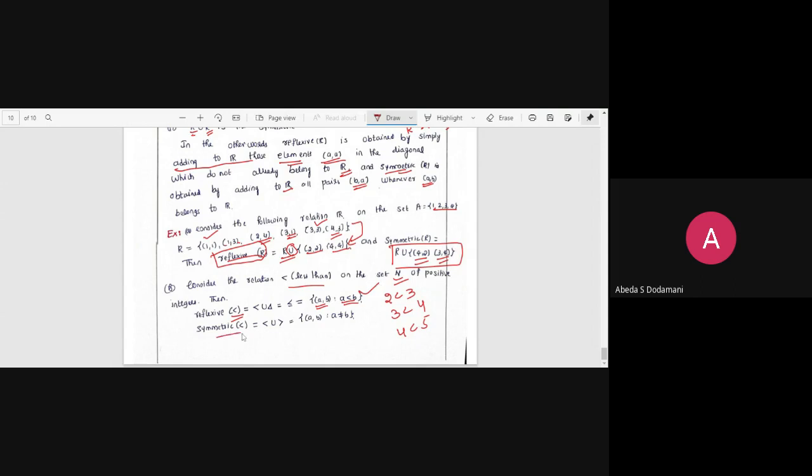Similarly, for symmetric, is it possible if I take it in this way, where A and B must be different? If I say 2 is less than 3, then 3 must be less than 2. Then only I can say it is symmetric. Therefore, it is not valid here. So just take up the symmetric and reflexive closures for the less than relation on the integers and work on it and get back to me tomorrow.